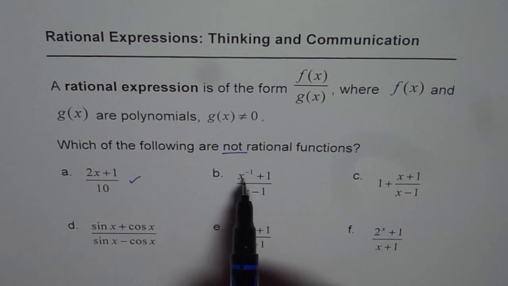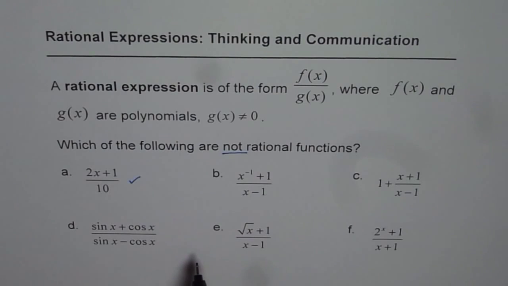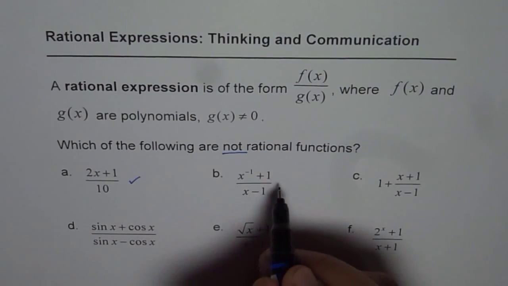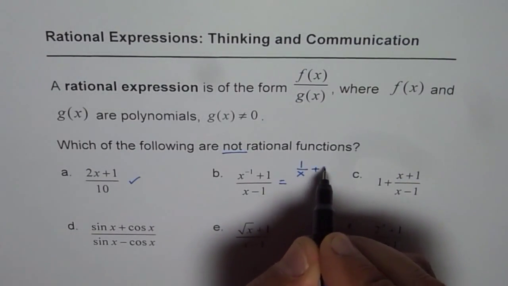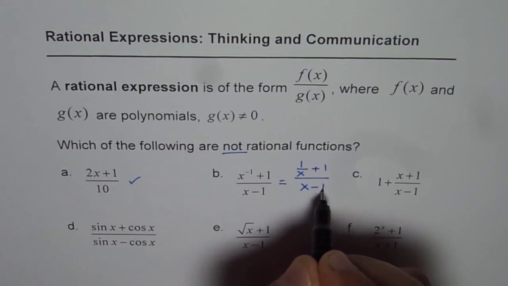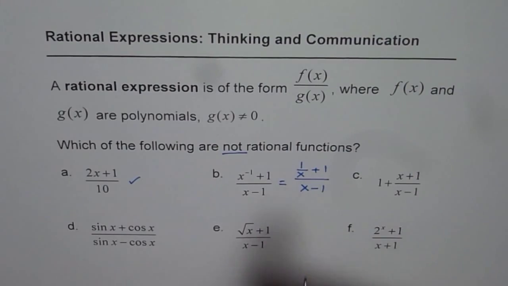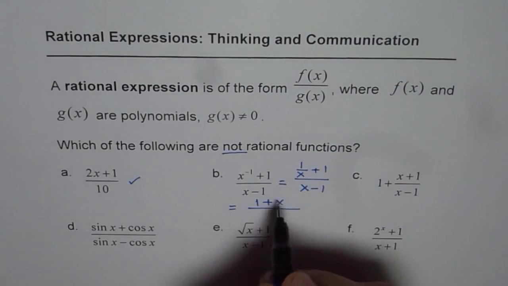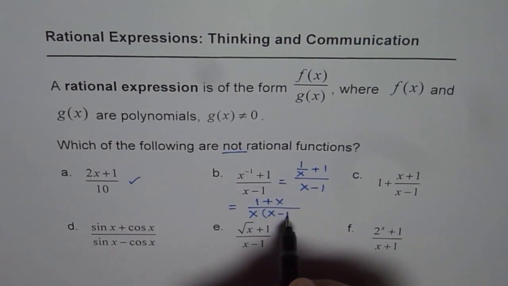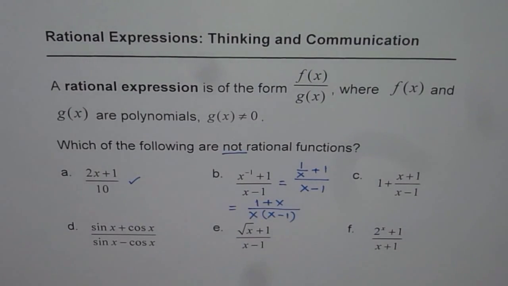When we write x to the power of minus 1 plus 1, now x to the power of minus 1 is not a polynomial. So when you look at it, you may say, well, this is not a rational expression. But this could be simplified. We could write this expression as 1 over x plus 1 over x minus 1. Now we can take x as a common denominator, and then we get 1 plus x over x times x minus 1. Now these two are equivalent expressions, right?